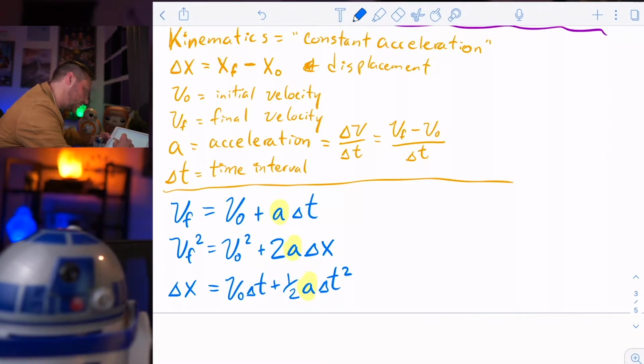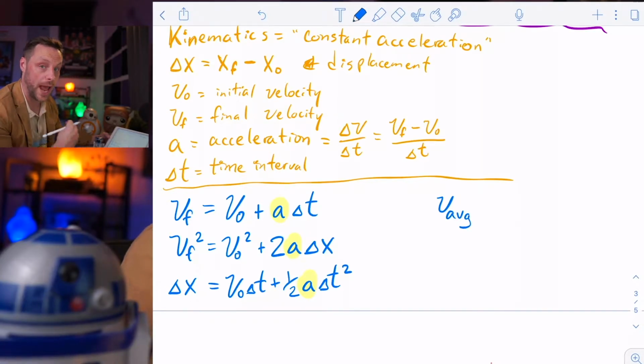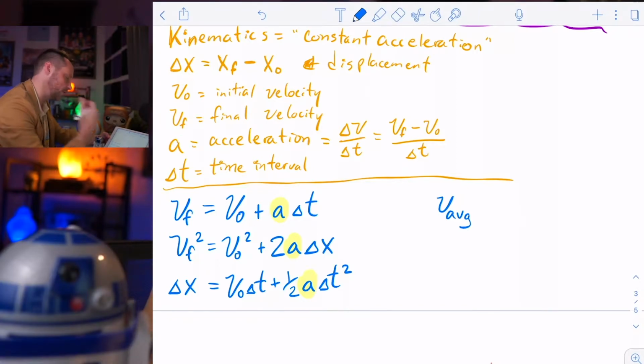So let's look at what is V_AVG. Subscript AVG I'm using for the word average. So what is an average velocity?